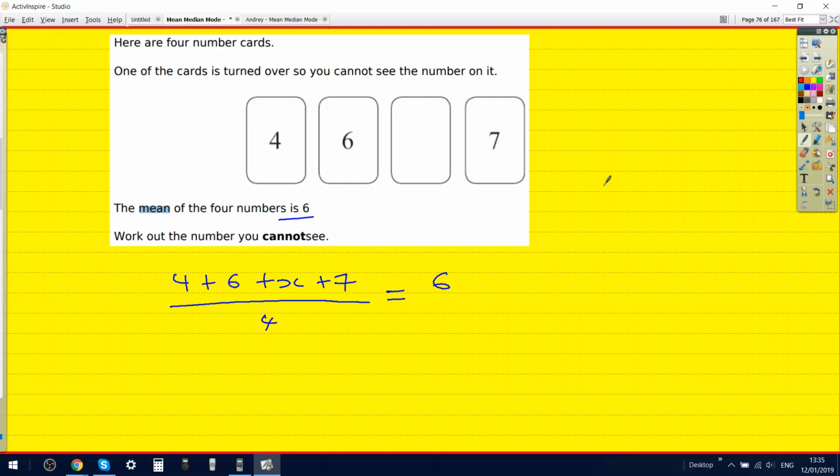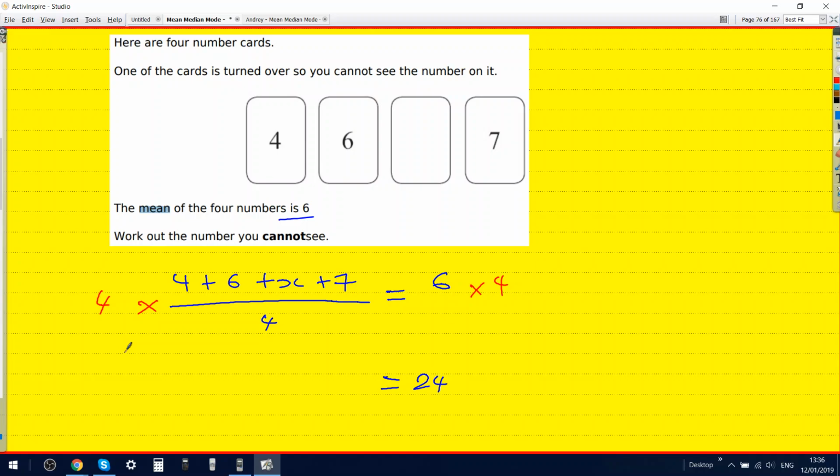And then don't you times it by 6 on both sides? Times by the fraction to get rid of it. So what's the number in the fraction? 4. Yeah. And so times both sides by 4, what do you get? You're left with 6 times 4 equals 24.